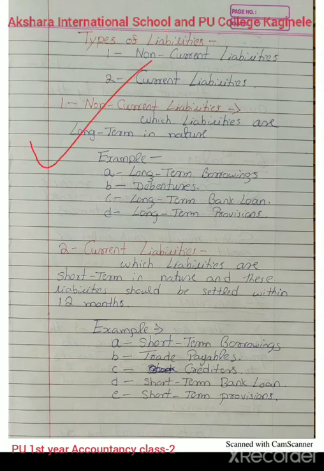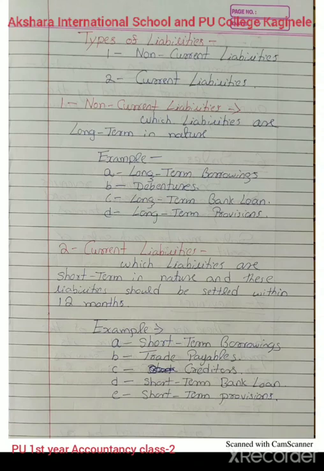Non-current liabilities are those which are long-term in nature, debts or obligations to be paid on a long-term basis. That kind of liabilities are called non-current liabilities. Major examples of non-current liability: long-term borrowings, debentures, long-term bank loans, long-term provisions.